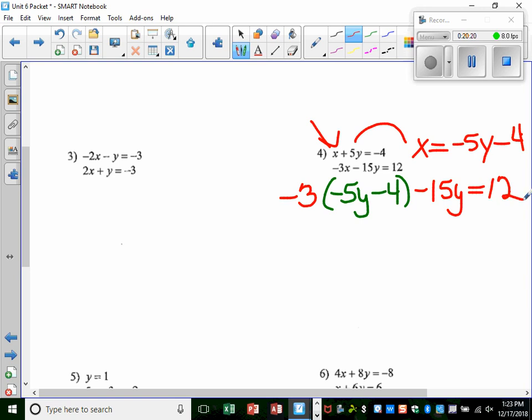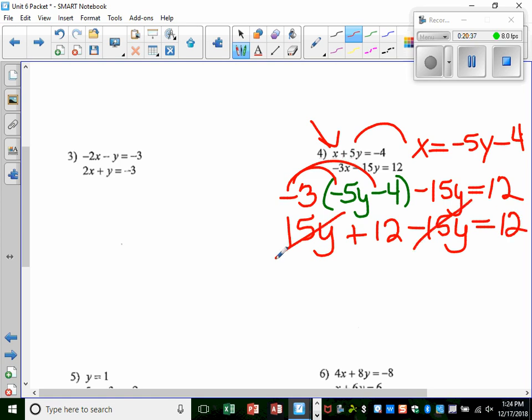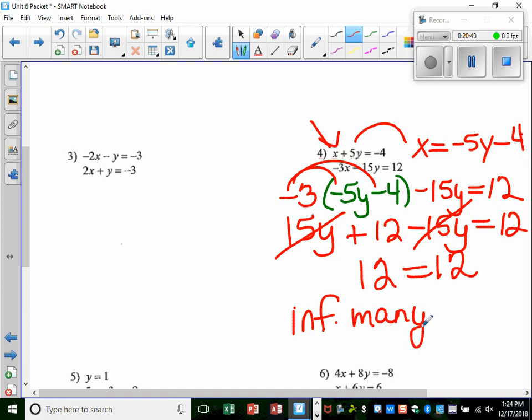The rest is just solving. So once you have it set up, the rest is just solving this equation. So this will give us 15y plus 12 minus 15y equals 12. What happens again? They cancel out. You're left with a true statement. So what does that mean? Infinitely many solutions. Okay, so that means that these lines were exactly the same. If you were to graph them, you would just end up overlapping the lines. Okay.